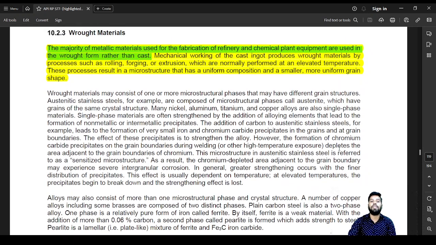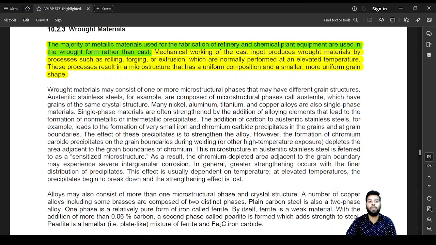The majority of the metallic materials used for fabrication of refinery and chemical plants are used in a wrought form rather than cast form. Mechanical working of cast ingots produces a wrought material by processes of rolling, forging and extrusion, which are normally performed at an elevated temperature. These processes result in microstructures that are of uniform composition, with smaller and more uniform grain shape.